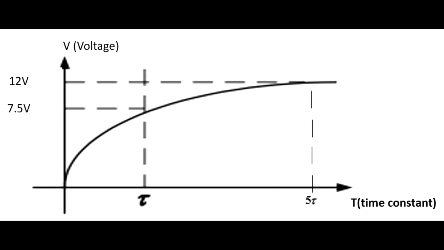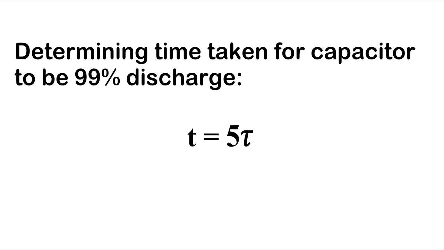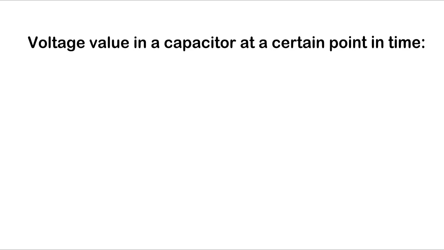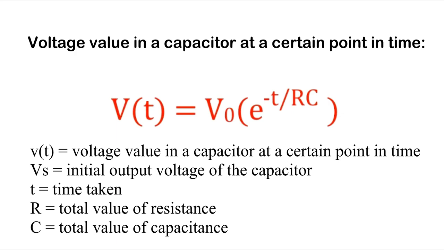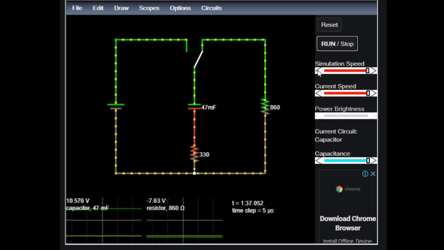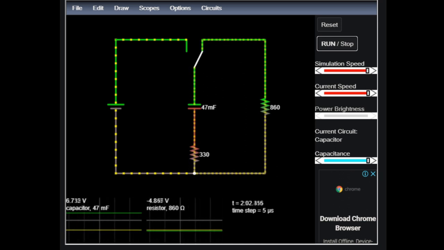The time taken in seconds for a capacitor to be 99% discharged or charged is calculated by the formula T equals 5 tau, where tau is the value of resistance in the circuit multiplied by the value of capacitance in the circuit. The formula to determine the voltage inside the capacitor at a certain point in time can be concluded by using this formula. The simulation had proven the theory and calculation by simulating a case study of a desired output, and from that point, we had proved the functionality of the capacitor for the case study's circuit.